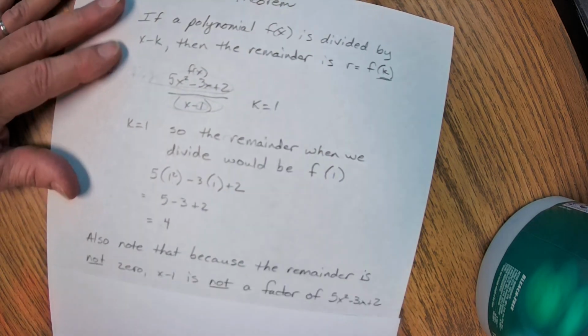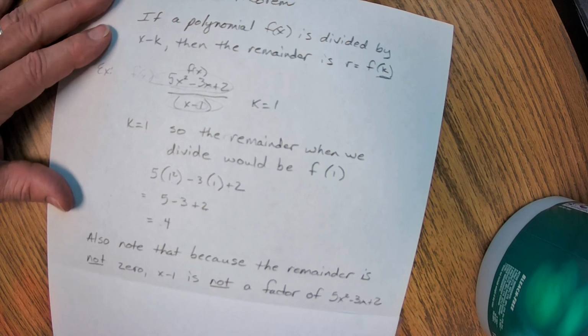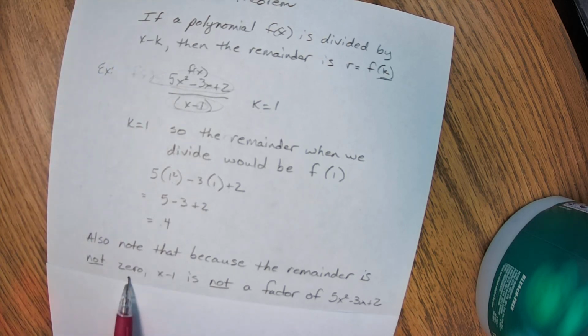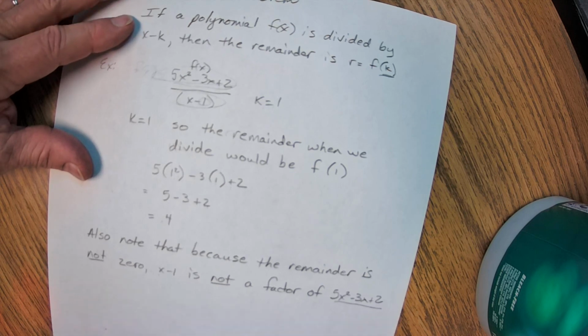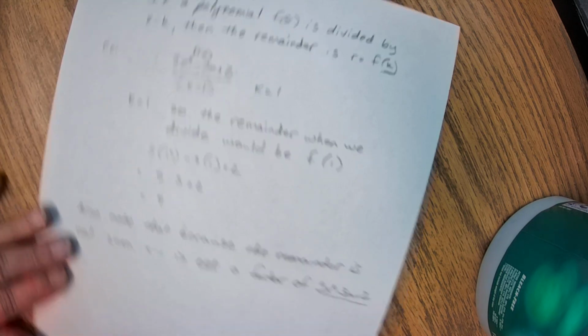And again, I can't stress this enough. Because the remainder is not 0, x minus 1 is not a factor of the polynomial function we started with. And that is it for 4.3.